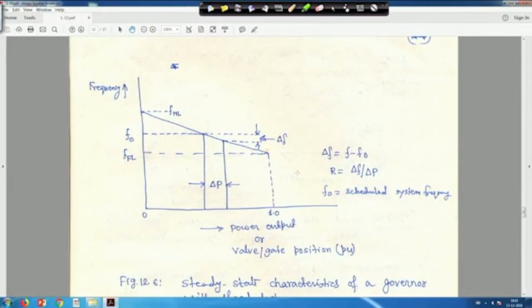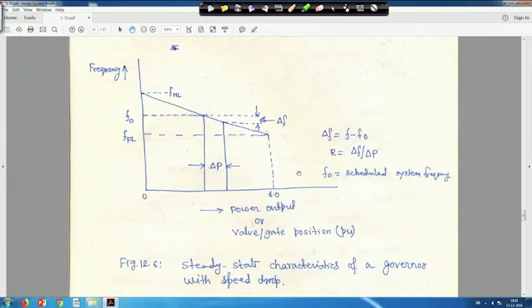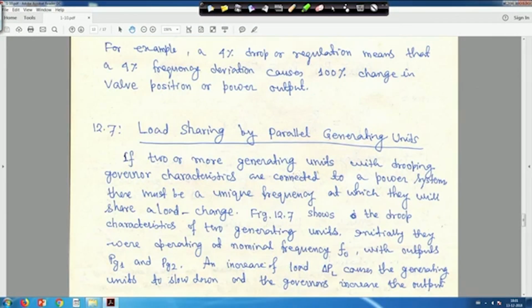Okay, in the previous lecture we have seen the frequency versus power output, or valve or gate position, right. This we have explained in the previous class. Now, load sharing by parallel generating units. That was for a single generator. Now, if two or more generating units with drooping governor characteristics are connected to a power system, there must be a unique frequency at which they will share a load change, right.